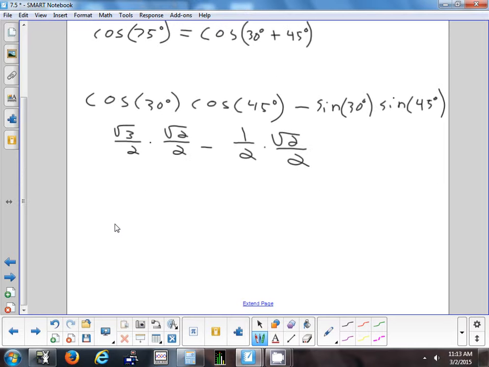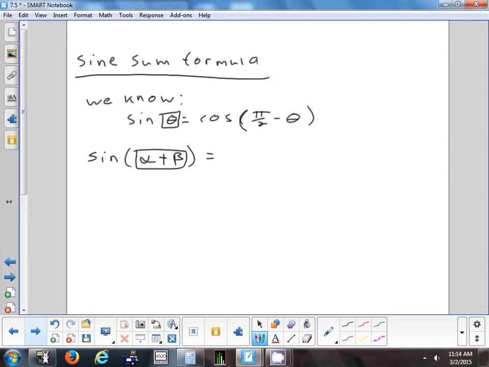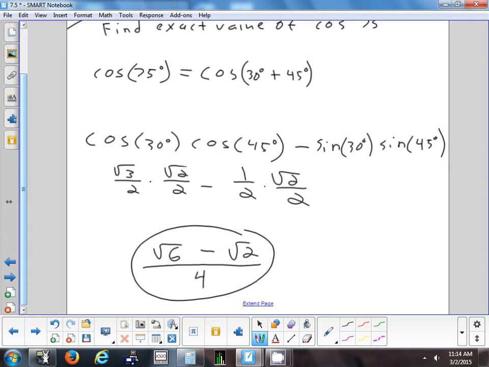So my common denominator, how about, Emily, what's my common denominator here? 4. Yeah. It's 2 times 2 in the first fraction, 2 times 2 in the second. Square root 3 times square root 2, square root 6. And 1 times square root 2 is square root 2. It's very similar to the first problem. Questions on that?